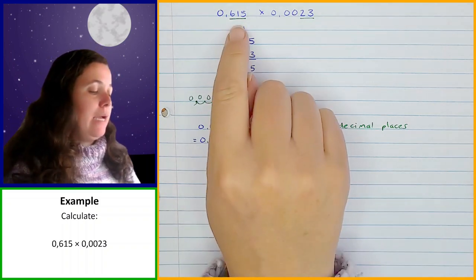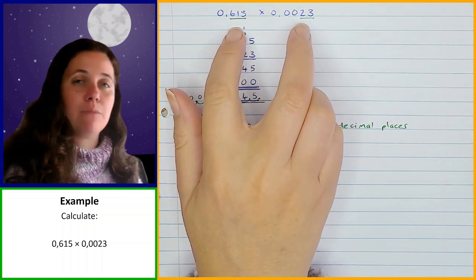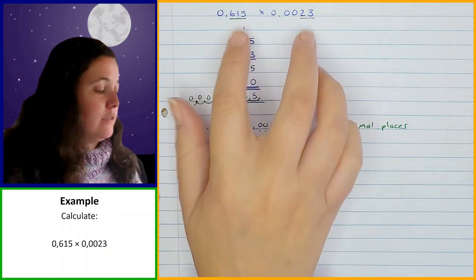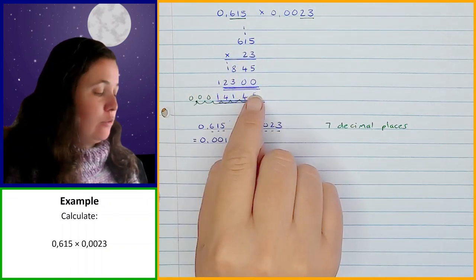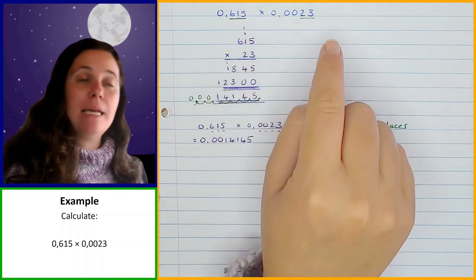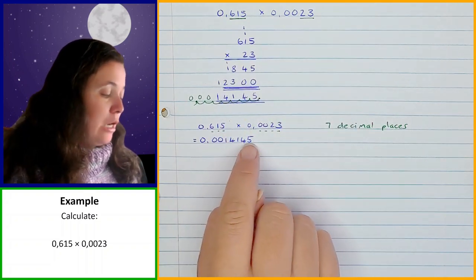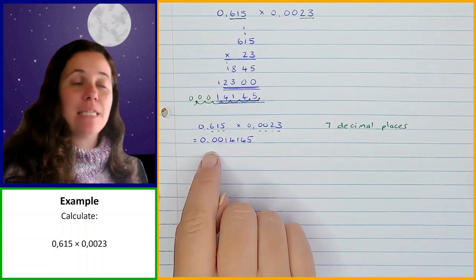So we multiply the number part of our decimals, ignoring the decimals themselves, and we find out what that is equal to. Then we count the number of decimal places there are, and we make sure that our answer, our product, has that many decimal places.